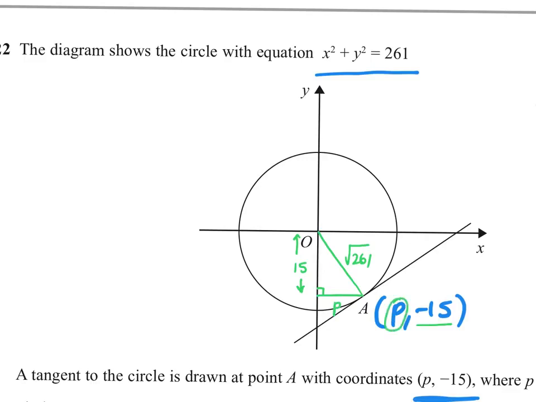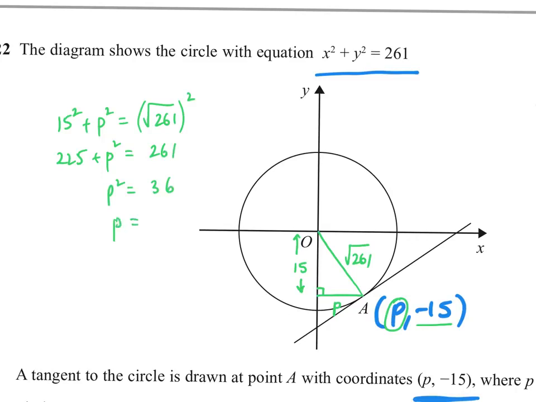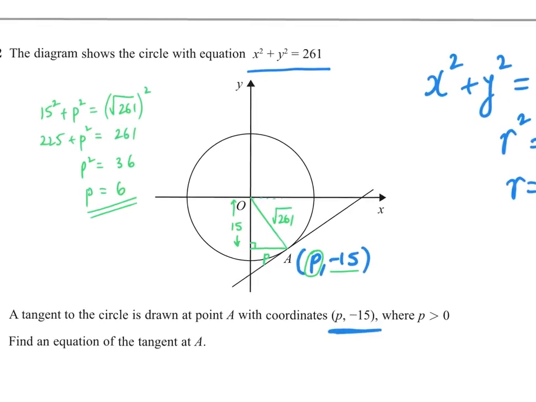i.e. this number here. And if I do Pythagoras, I'll have 15 squared plus p squared is the square root of 261 all squared. So that's 225 plus p squared is just 261. So p squared, and you can use your calculator, it's 36. So p is plus or minus 6, but in this case we're going along 6 here. So p is 6. Now, does that help us?